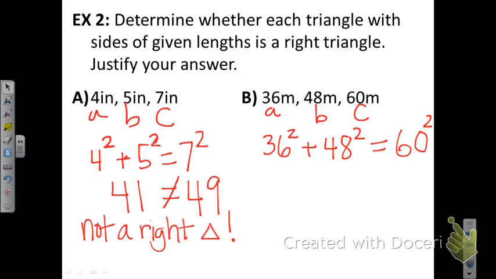Okay, so now we go to our calculators. Can we just type in 36 squared plus 48 squared? One step. Give me your answers when you get there. 3,600? Good. And 60 squared. Are these two values equal? Yeah, so what does that mean? Right triangle. Yay, we have a right triangle.